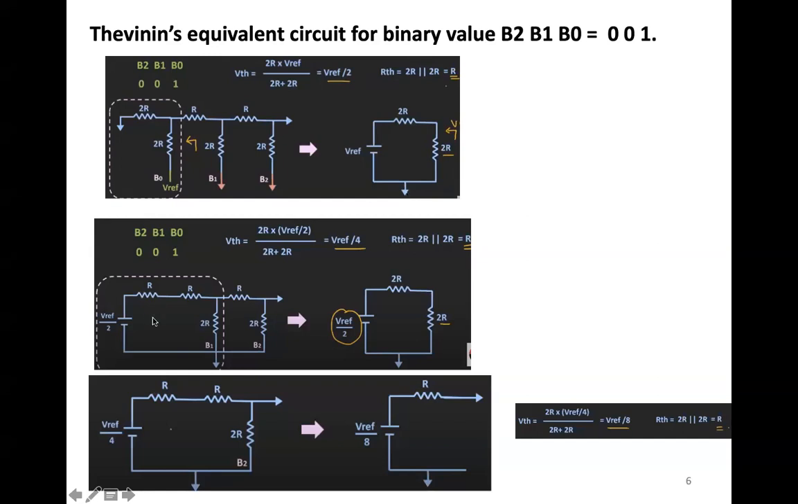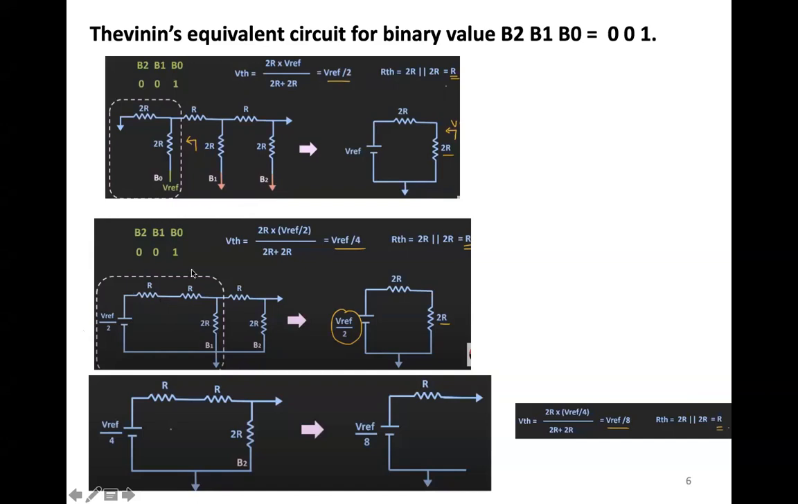Now let us take the next section, where I have R, 2R, R and 2R. So R is here, 2R is also here, the same 2R, R. I have now replaced this 2R and 2R with a Thevenin equivalent R. So that is my Thevenin equivalent here.